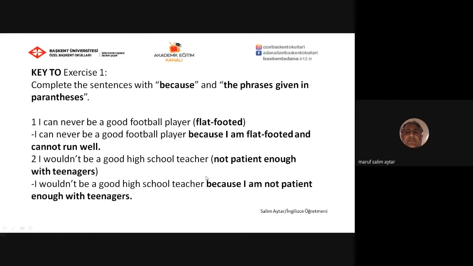Let's have a look at the key right now. It says, for example, "I can never be a good football player. Why? Because I am flat-footed and therefore I can't run well." So we have made a sentence out of this, or we have used it in a sentence. Because I am flat-footed and I cannot run well. I wouldn't be a good high school teacher. Why? Why not? Okay. Because I'm not patient enough with teenagers.